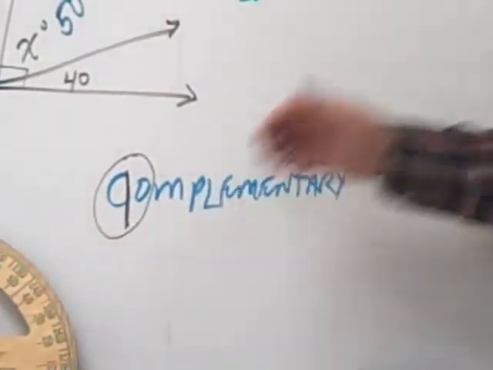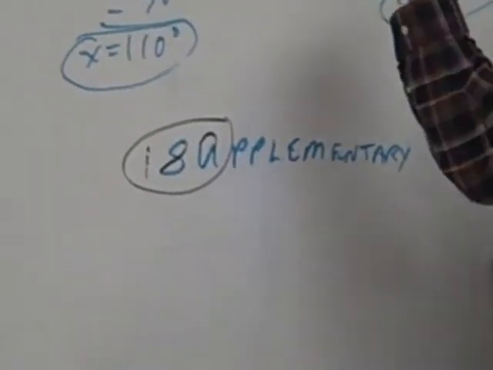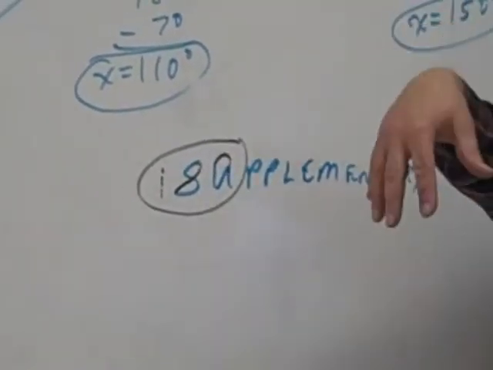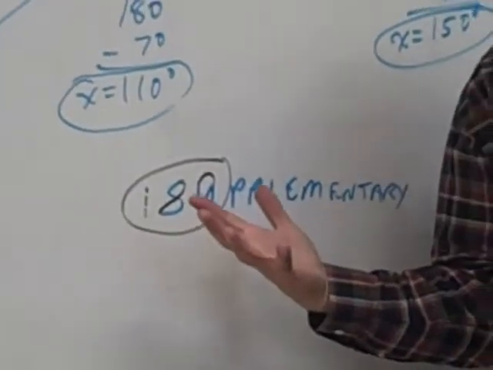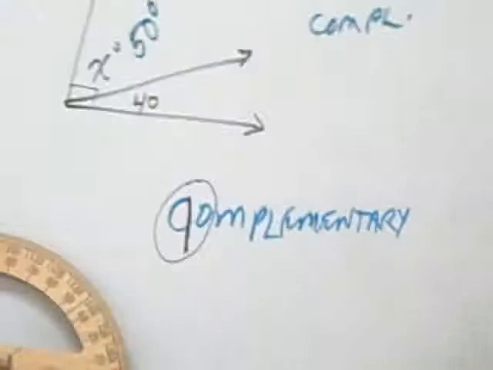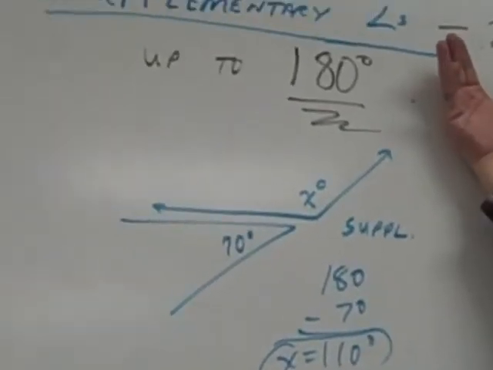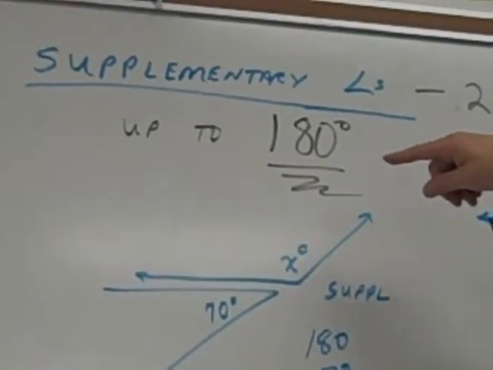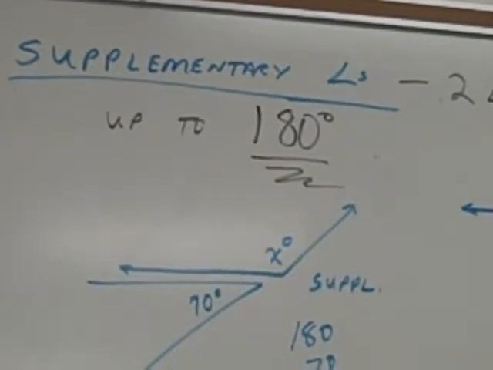Complementary is 90. Supplementary can't be 90, can it? It has to be that other number. And what's that other number? 180. So remember it that way. Complementary is the 90, so this one's got to be the different one. It can't be 90 also. It's got to be the 180 one. Okay? Everybody okay so far?